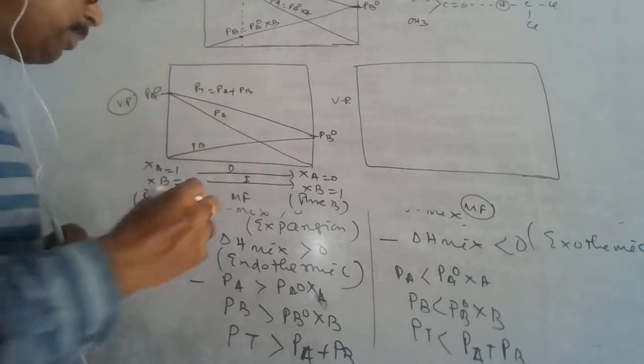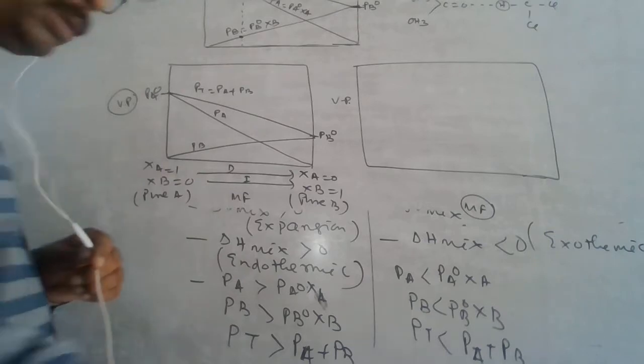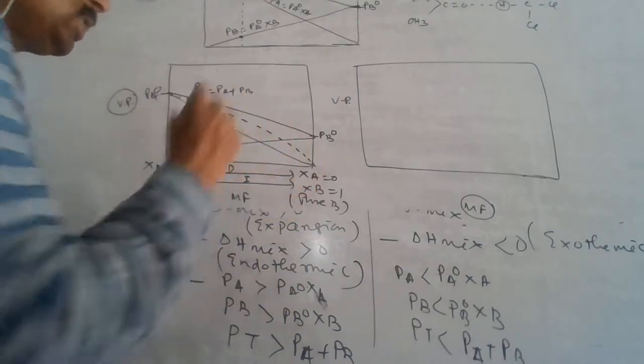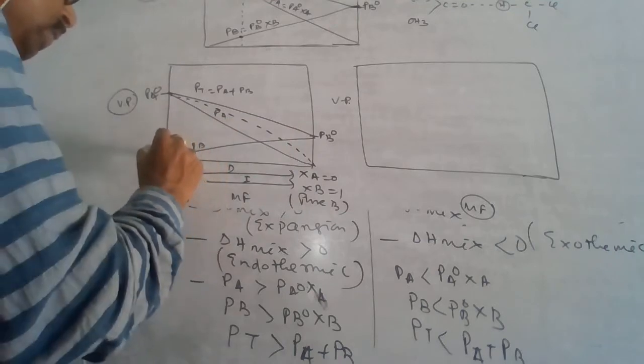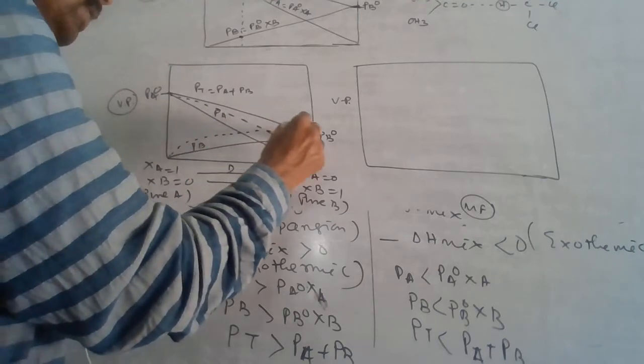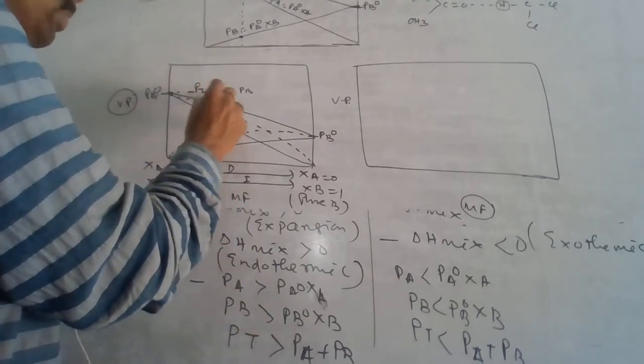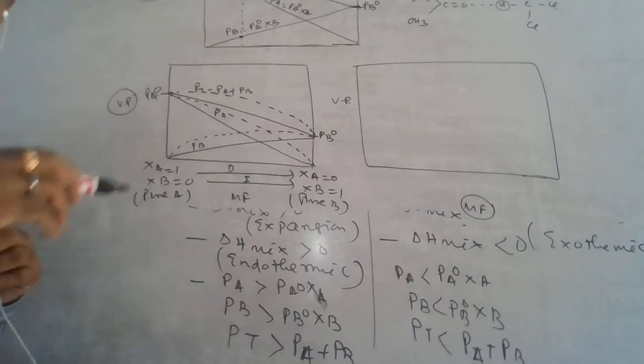But actually what happens, because there is positive deviation from Raoult's law, the PA is greater than PA0 XA. Greater than means it will be upward. So it is also greater than this, as I have written here. So the total vapor pressure is also greater than this.